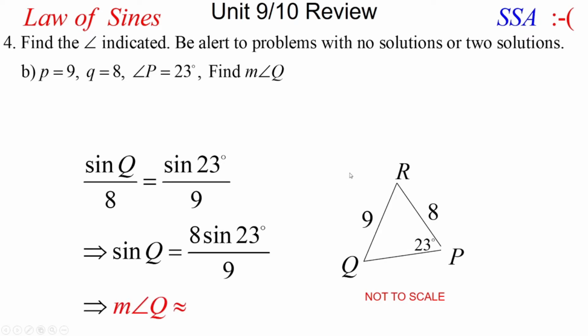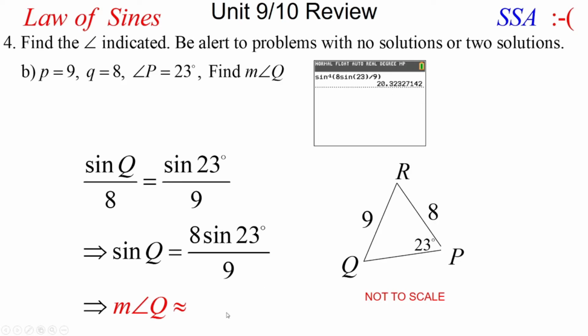So the measure of angle Q is, and let's be careful on our calculator. All right, so let's go second, sine for inverse sine, of 8 sine of 23 degrees divided by 9. Double check that. Inverse sine of 8 sine of 23 degrees divided by 9. There we go. So my angle Q, to the nearest tenth, I'm getting 20.3. All right, so there we go. Number 4.